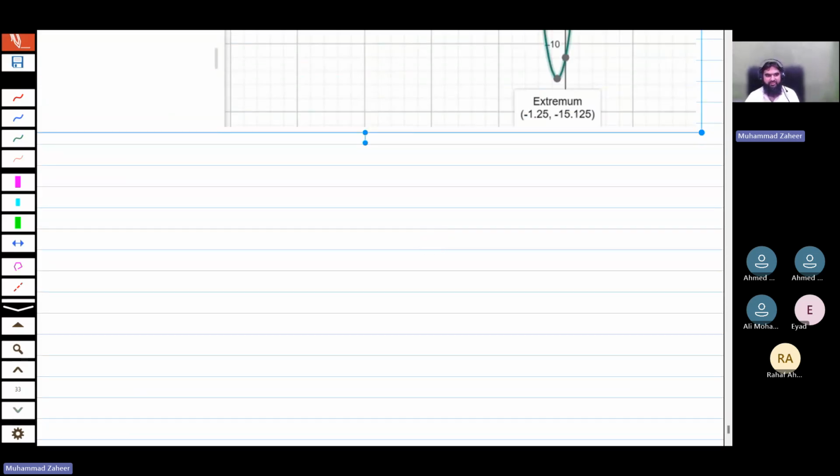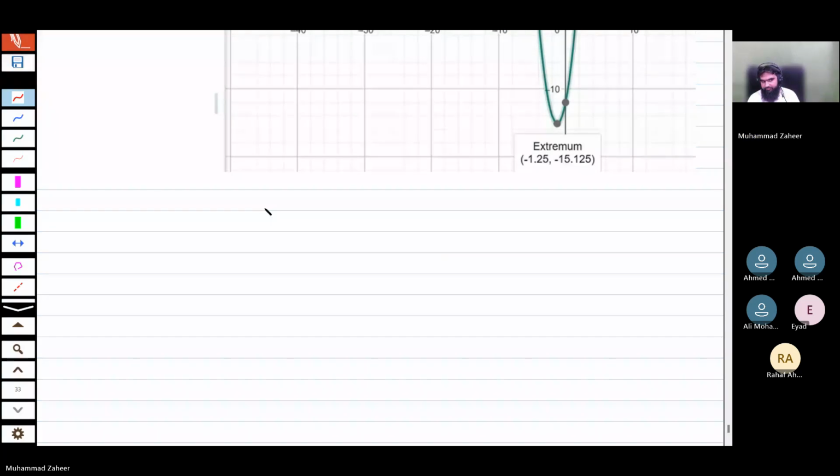Now we are talking about the graphical relation of the function with its inverse.